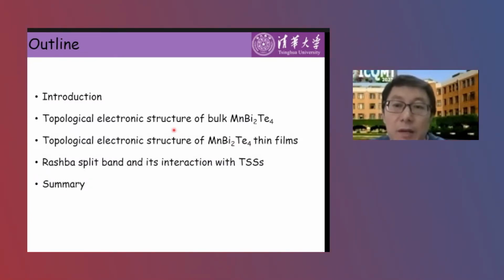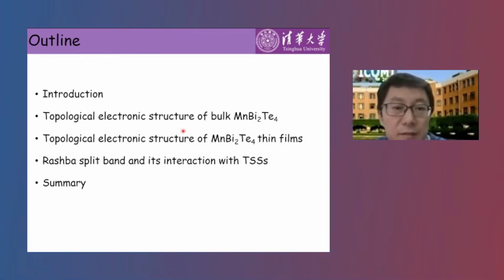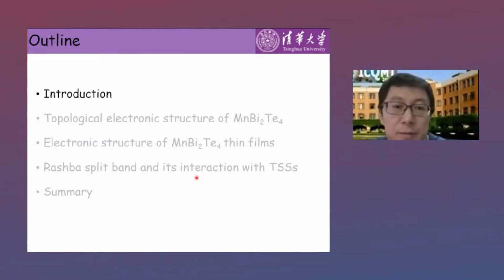In this talk, I will first introduce the experimental tool and the research background. Then I'll compare the topological electronic structure of the bulk sample and the thin films. Then I will focus on the observation of the Rashba split band and its interaction with the topological surface states. In the last, I will give a brief summary.